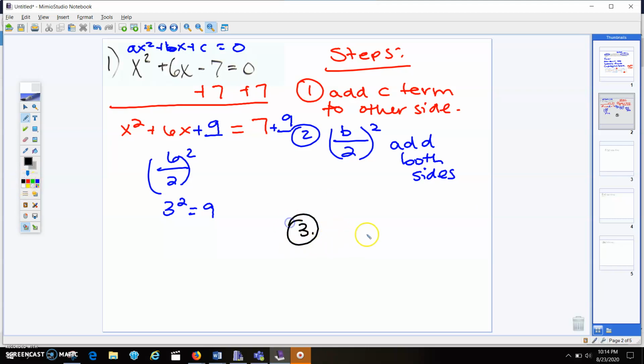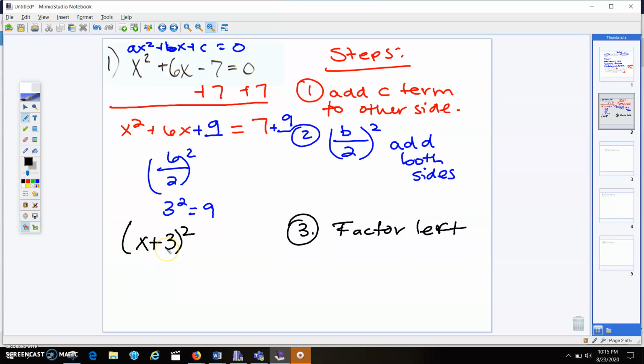On step 3, you're going to factor the left-hand side. If we factor this, we're going to set it up so we can say x plus our b divided by 2 term. What I mean by that is 6 divided by 2 is 3, so 3 is going to go right here, and we're going to square it. And if you're like, nah, I don't believe you, you could actually do the big X and the box method here, and you'll realize that your factors are 3 and 3.